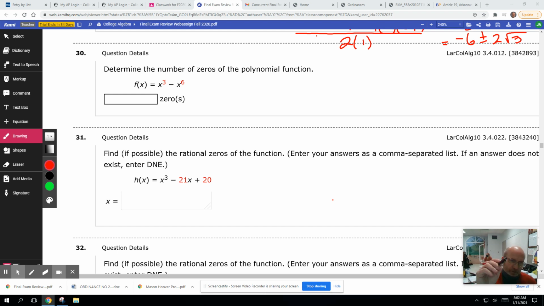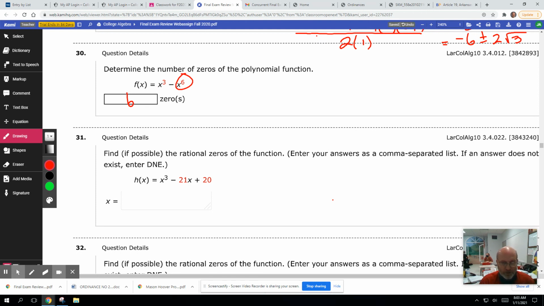Okay, number 30. Number 30 is determine the number of zeros of the polynomial function. Oh, this is UALR final exam, college algebra review. All right, we got x cubed minus x to the sixth. The degree of the polynomial is 6. The degree determines the number of zeros, not necessarily all unique or not necessarily all real, but in this case, because the degree is 6, there are 6 zeros.